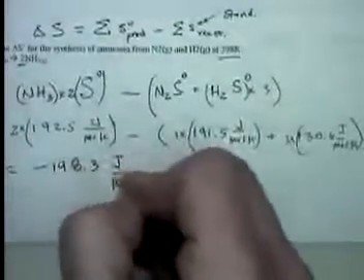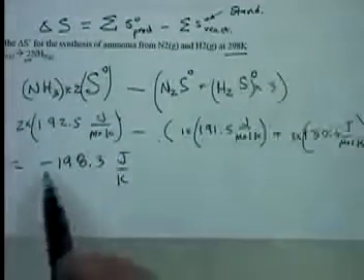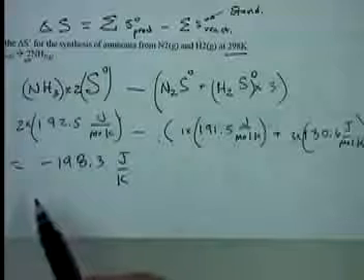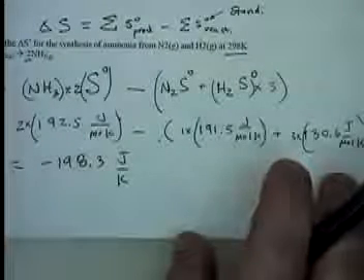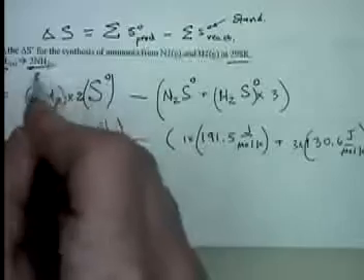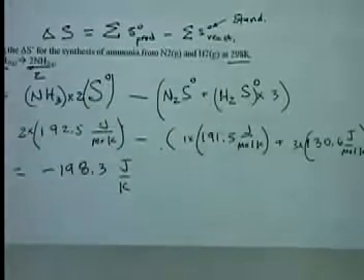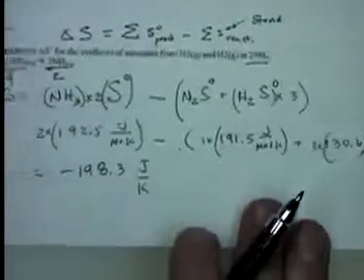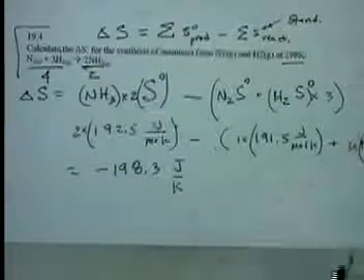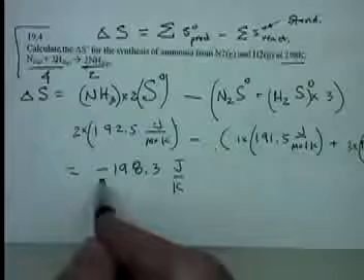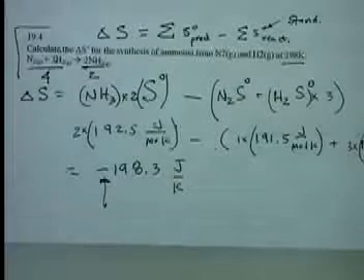198.3 joules per Kelvin, which, since it's negative, is in agreement with our qualitative prediction that we're decreasing the number of molecules of gas during the reaction. Notice we're going from 4 moles of gas on this side to 2 moles of gas on this side. So we would assume that it is becoming more organized, or less disorganized, I guess. And that's why we get this negative number right here.